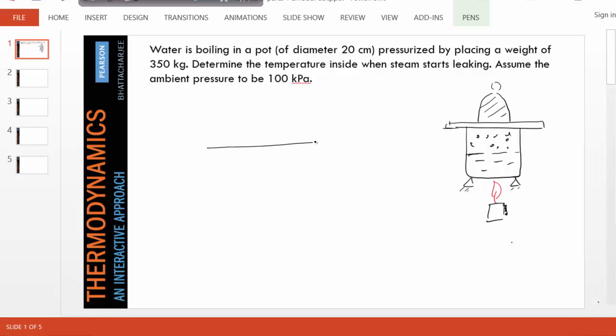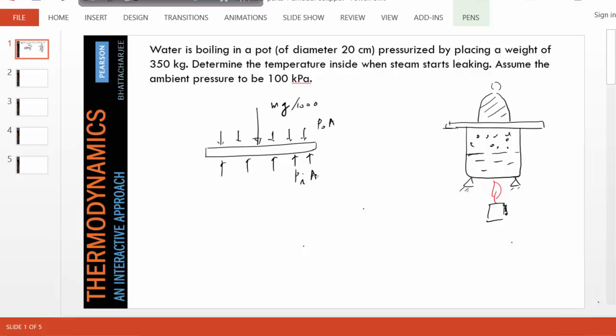Let's draw a free body diagram of the lid. We have mg over 1000, we should say, so many kilonewton of force because of this mass. And then we have atmospheric pressure, which is pushing it down, which is P0 times A. And we have inside pressure pushing it up at P inside times A.